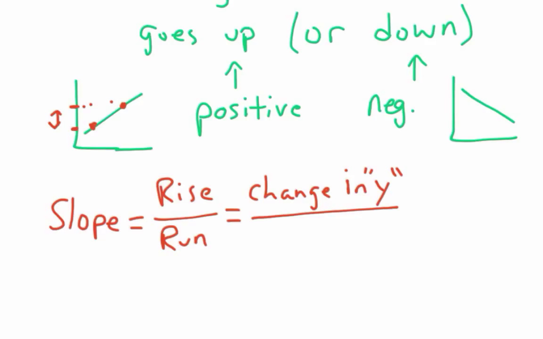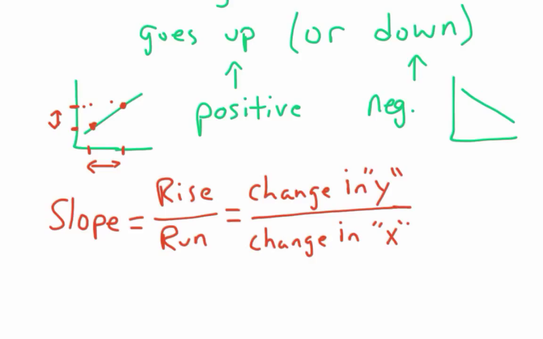The run was, well, how much is it going side to side? We talked about running. It's easiest to run on horizontal ground. So run is doing the side to side there, which would be the change in x.